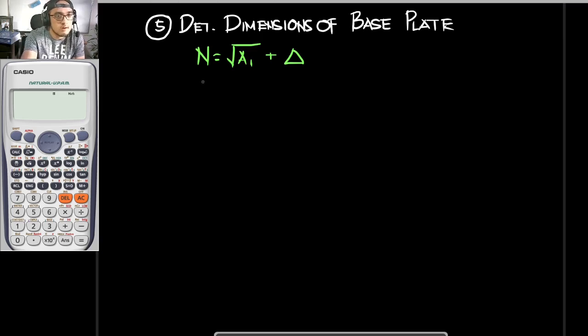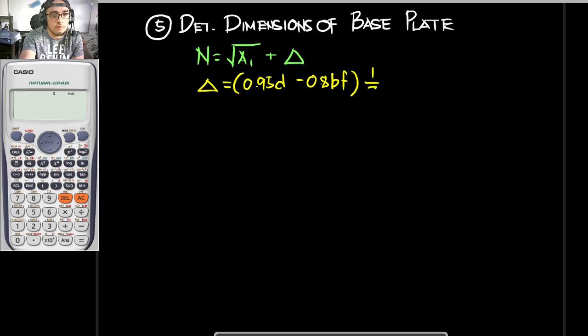Where delta is equal to 0.95D minus 0.8 BF, so that is to be times 1/2, divided by 2. So ano ba yung nangyari dito sa formula na to? So ang ginawa lang natin dito, if you have already solved for your value for A1, pag square-root natin yan, so for example na square ito, kinuha lang natin siya ng dimension na, yung isang dimension niya, then dadagdagan lang natin ng delta.